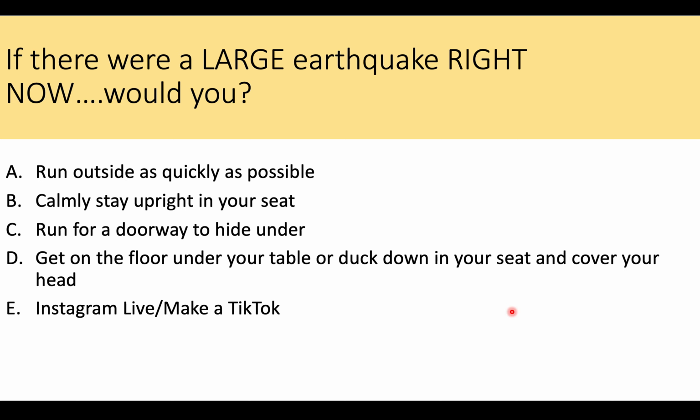So the correct answer would be D. Secondary correct answer might be E, if you want to get it on film, maybe you'll be on the news, maybe you'll go viral. The correct answer should be D. So what you want to do if there's a really large earthquake is get under the sturdiest piece of furniture that you can find. So if that's a desk, a table, a coffee table, get underneath a sturdy piece of furniture and hold on to it, because the ground underneath you will be moving.